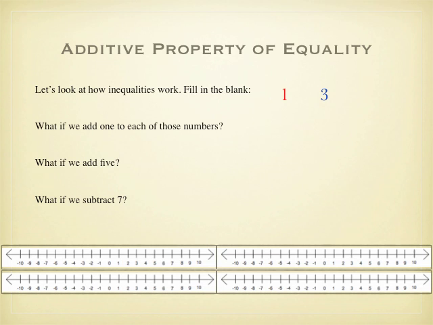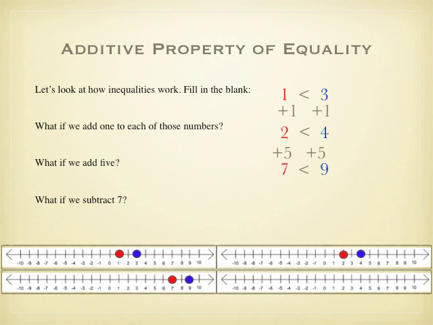Okay, first of all, just fill in the blank. What's the relationship between 1 and 3? I know it's easy, just humor me. Yes, 1 is less than 3. There's 1, there's 3, and 1 is less than 3. What if we add 1 to each of those numbers? Well, then I have 2 and 4, and 2 is still less than 4. What if I add 5 to each of those numbers? Well, then I have 7 and 9. 7 is less than 9.